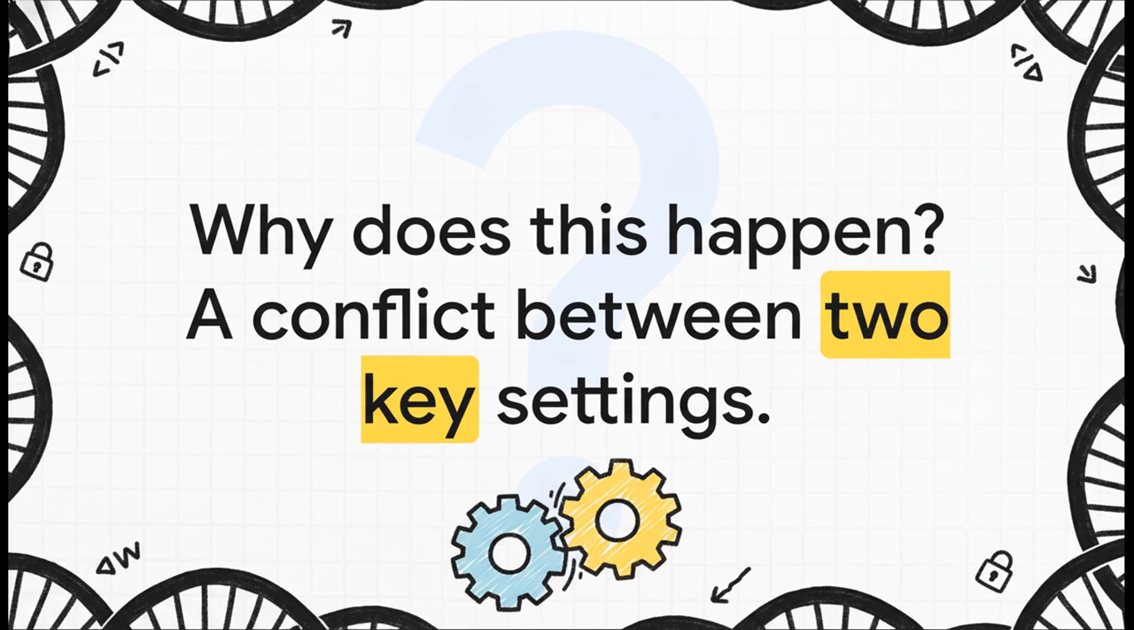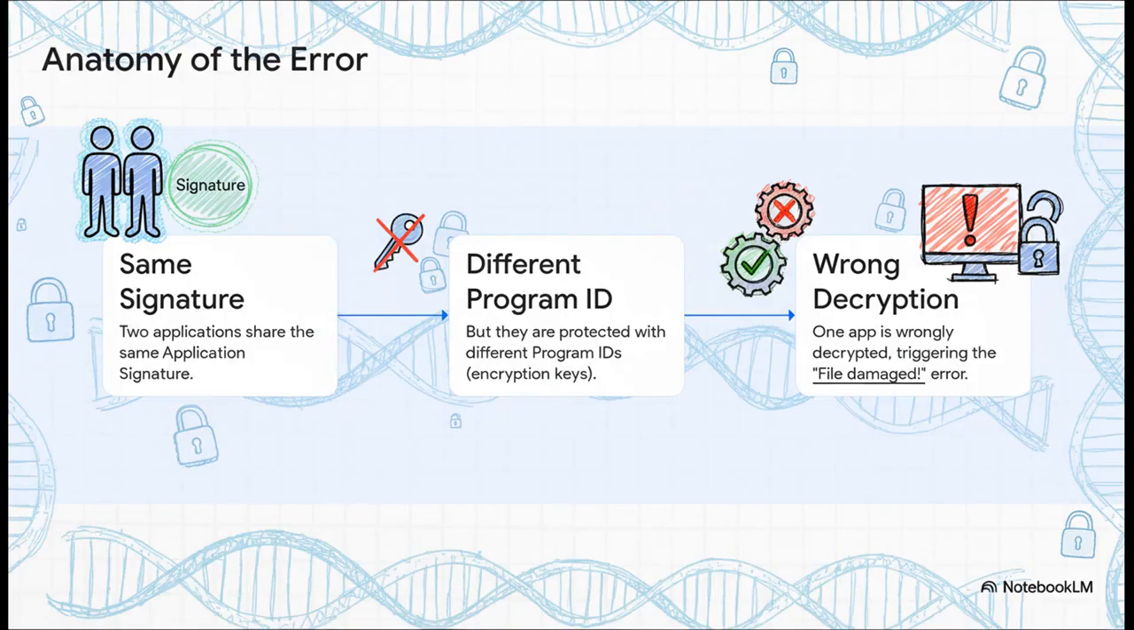So what's going on here? Why does this even happen? Well, it's not some random bug. No, it's a very predictable conflict between two incredibly important settings that you control, the application signature and something called the program ID. Okay, so here's the anatomy of this disaster, step by step. First, you've got two different apps, but you gave them the same application signature. Second, you also gave them different program IDs, and you can think of those as their unique encryption keys. Now, because they share a signature, the system thinks they share license data, so it tries to use the encryption key from app A to unlock app B, and of course, it fails. That corrupts the process and triggers that awful file damaged error.